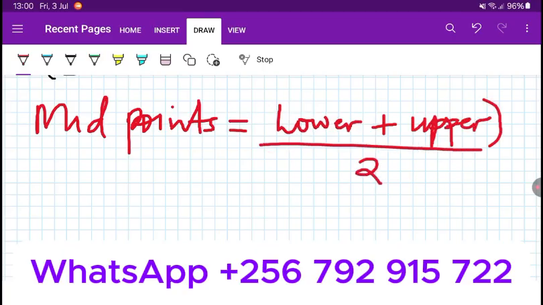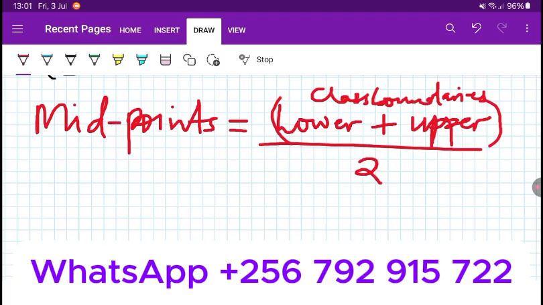But these can be class boundaries or they can be class limits. So it depends on what has been given to you in the question. But either way, we get the midpoints. That's how we get the midpoints. So once you have computed those midpoints, then you can get the frequencies. Of course, the frequencies will be given to you.